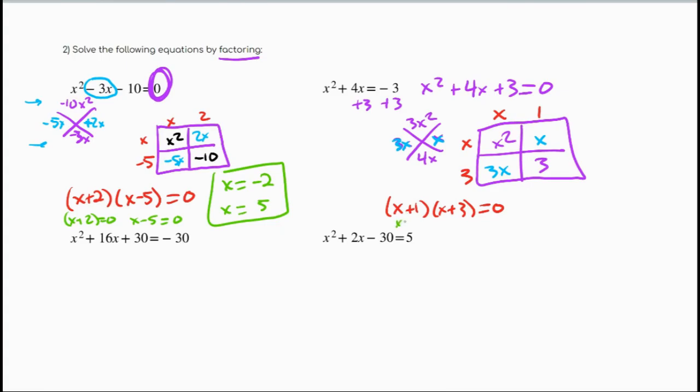So x plus 1 equals 0. When is x plus 3 equal to 0? My final answers are x equals negative 1 and x equals negative 3. Sorry, negative 3.